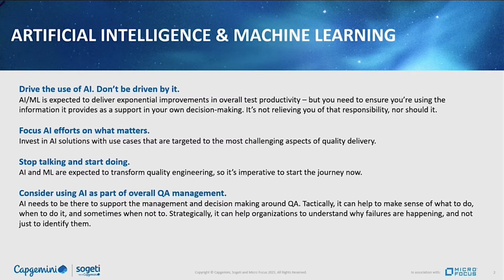Invest in AI solutions with use cases that are targeted to the most challenging aspects of quality delivery. So what does it mean for us? For all things we do in quality engineering, self-healing and self-serving will become a deliverable soon. So invest in those areas within QE. Again, use data and test execution as the drivers for this. So the verdict is: stop talking about AI and ML and start doing. It's time to transform quality engineering.